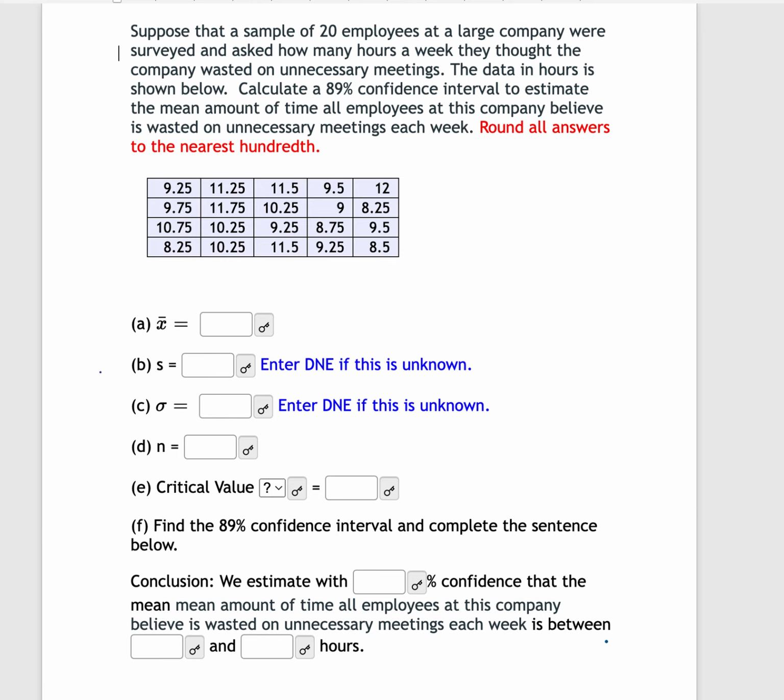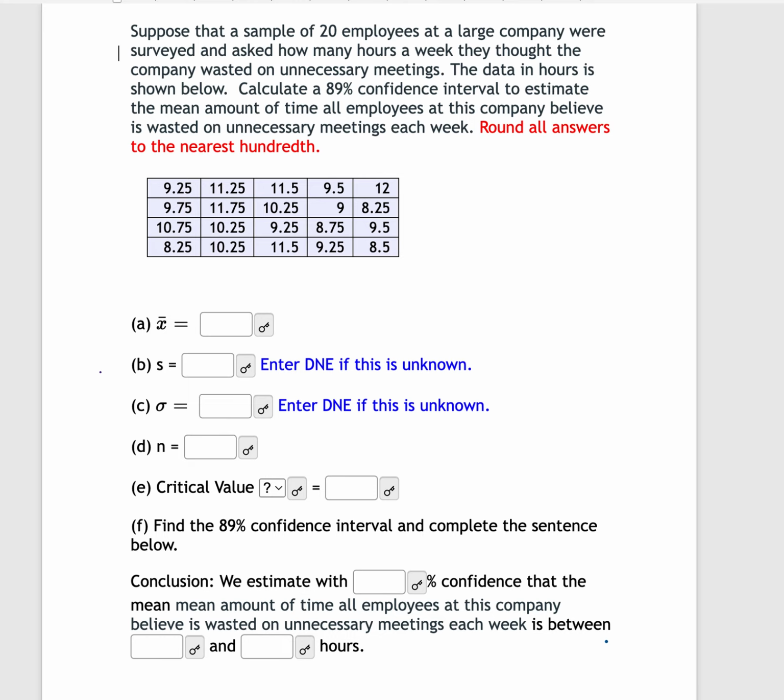Suppose that a sample of 20 employees at a large company were surveyed and asked how many hours a week they thought that the company wasted on unnecessary meetings. The data in hours is shown below. We are going to calculate an 89% confidence interval to estimate the mean amount of time all employees at this company believe is wasted on unnecessary meetings each week. And we're going to round answers to the nearest hundredth.